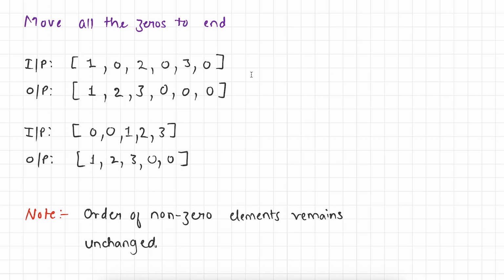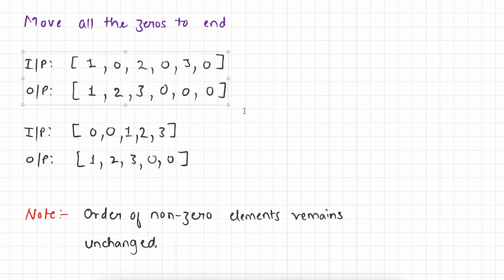So let's get started. Let's see this problem. We are given an array, and this array contains non-zero and zero elements, and our task is to move all the zero elements, or all the zeros, to the end without impacting the order of non-zero elements. To better understand this problem, let's see a few examples.